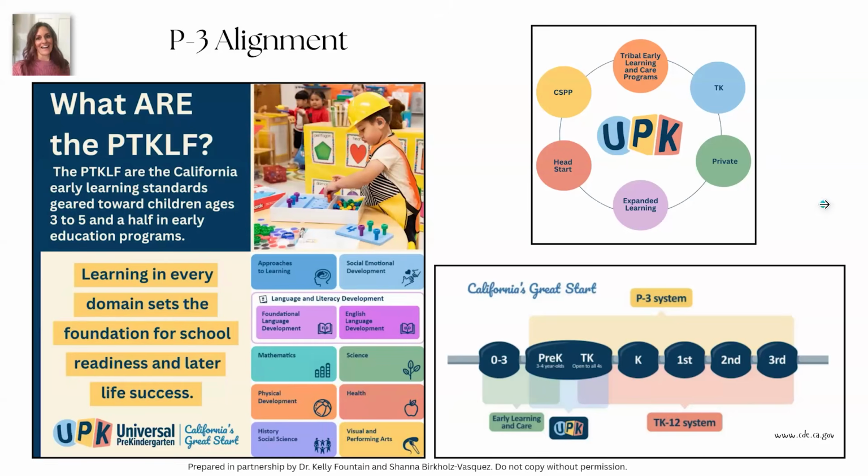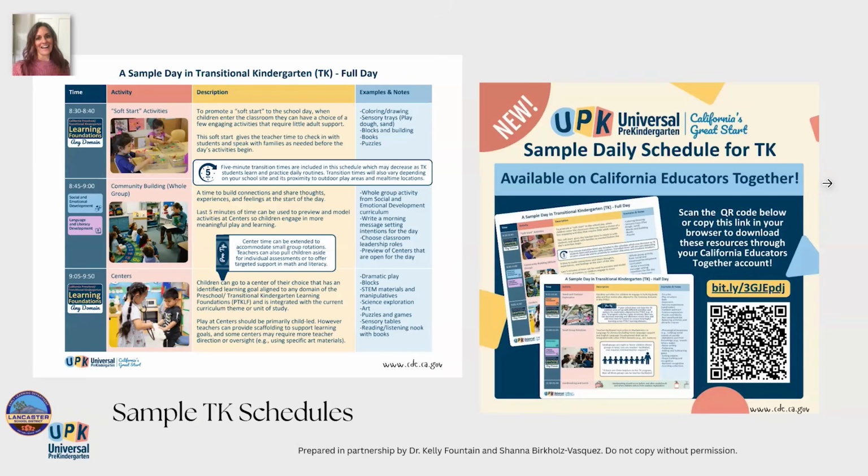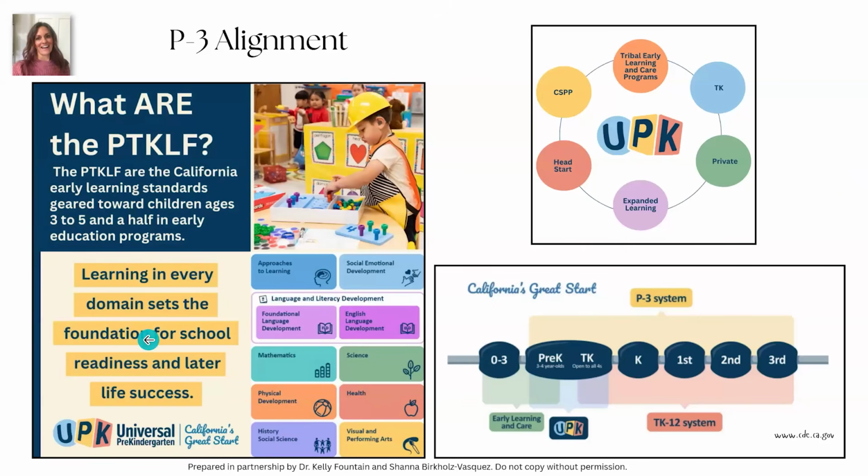Some of that work that you'll see coming out from CDE around that are our P3 learning progressions, which we think are really helpful to schools and districts and counties as they look at that P3 continuum. We also wanted to highlight, on the last slide, our PTKLFs. Those came out in 2024. We re-released and updated them from the 2008 version, and those describe the knowledge and skills that most children ages 3 to 5.5 develop in a high-quality early learning program.